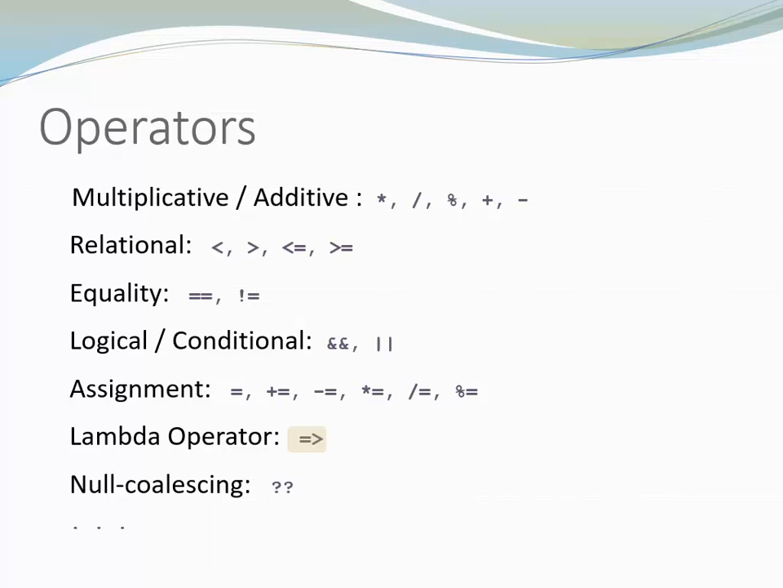We have the lambda operator, that one is new, and we're going to spend quite some time studying lambda expressions. As a heads up, those are anonymous methods. And here we have the null coalescing operator. We're going to look at that in connection with nullable types.